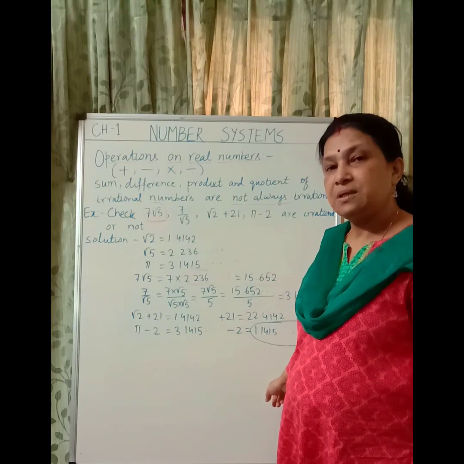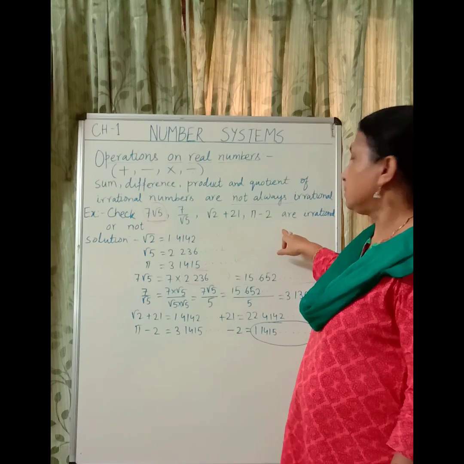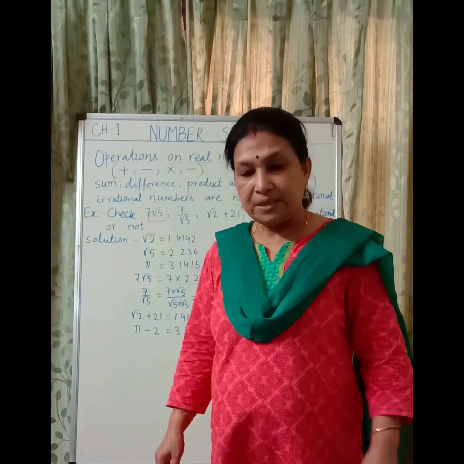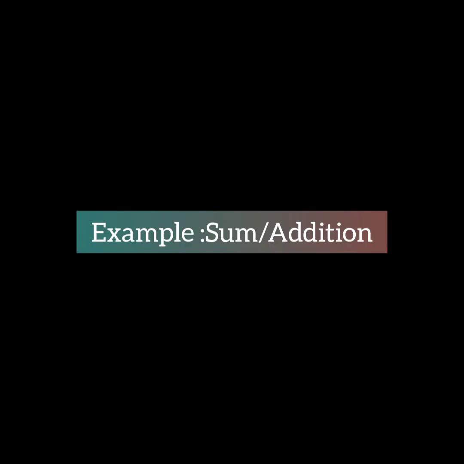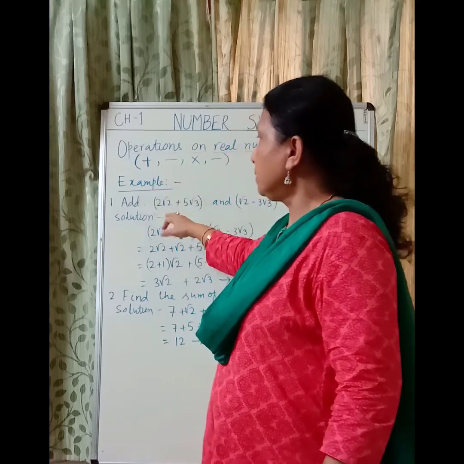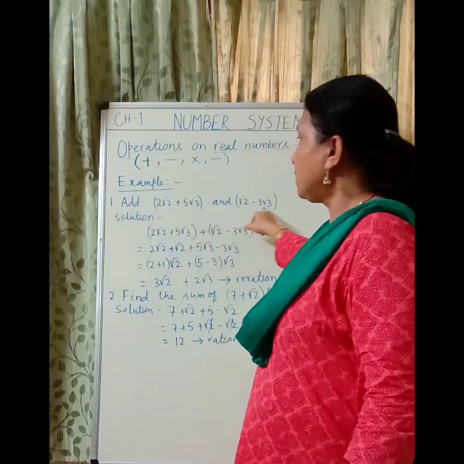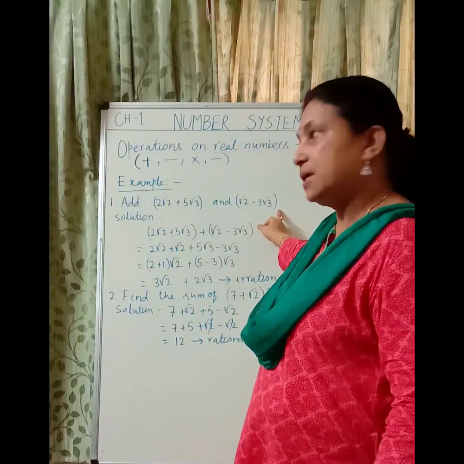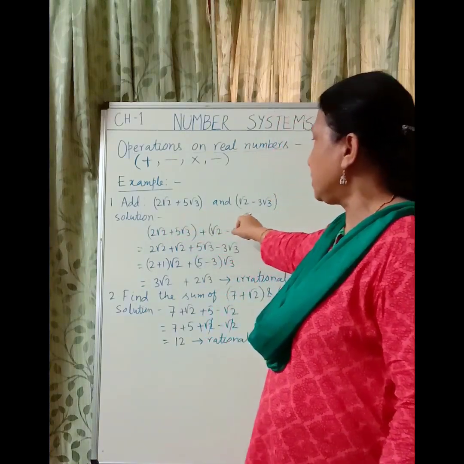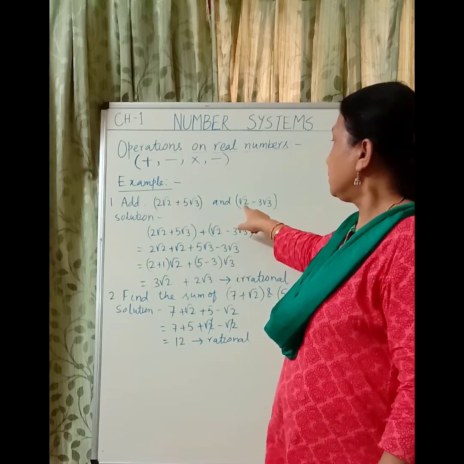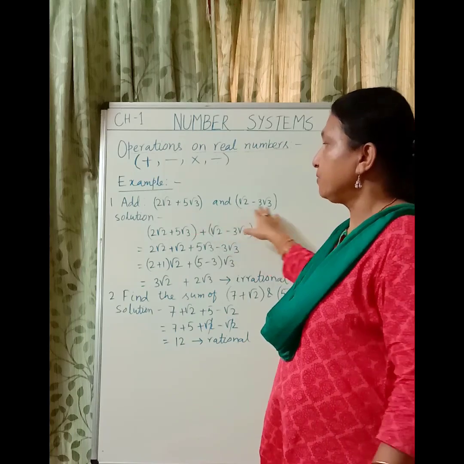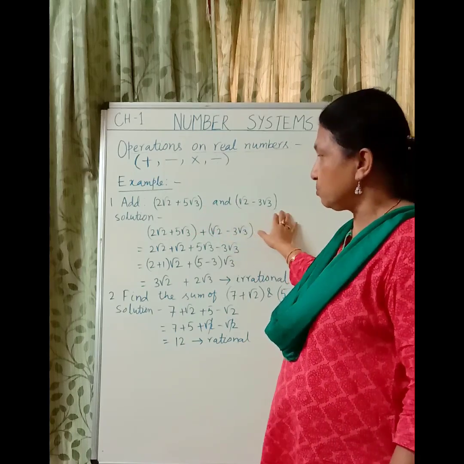But sometimes they are not irrational. They might be rational. We'll take another example. I'm taking another example to show the sum of irrational numbers, whether they are irrational or rational. Here I have taken one example, 2 root 2 plus 5 root 3 and root 2 minus 3 root 3. We will be finding the sum of these two irrational numbers.